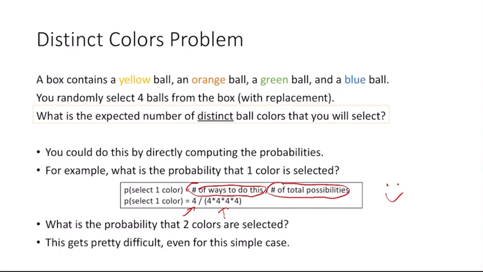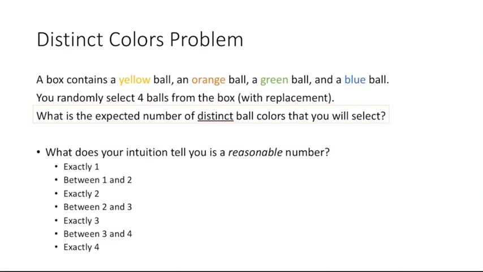So we're going to tackle this problem in a different way, in a way that I will admit is a little bit less intuitive, but the answer will be very intuitive, and it should be fairly straightforward once I give you some of the extra pieces of information. But before we do that, let me just ask you, what does your intuition tell you is a reasonable value for the expected number of distinct ball colors?